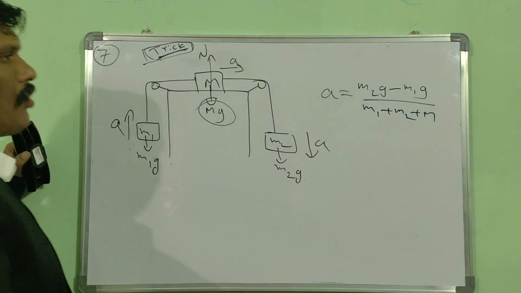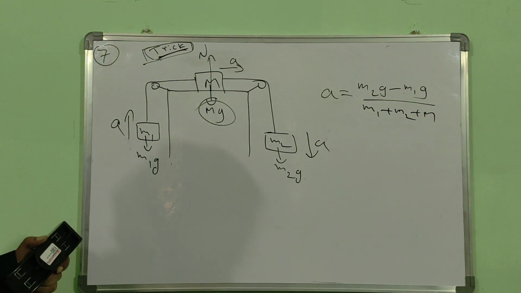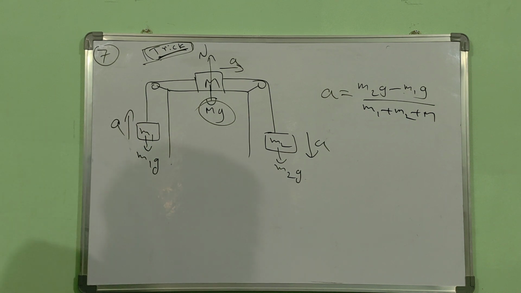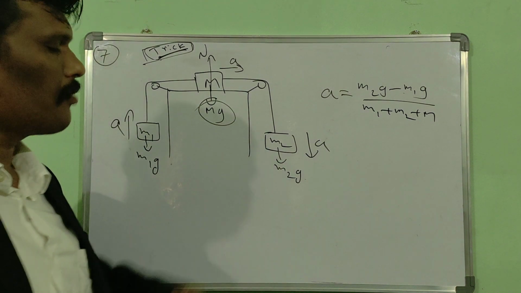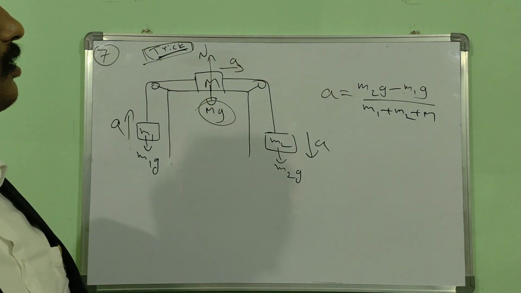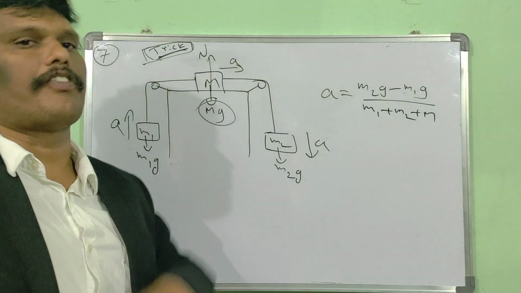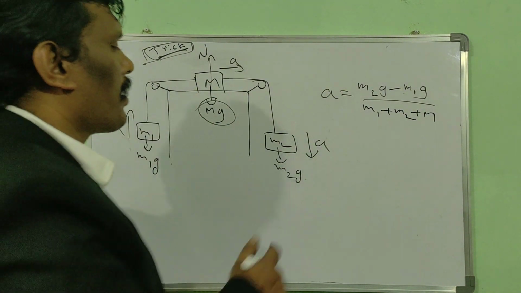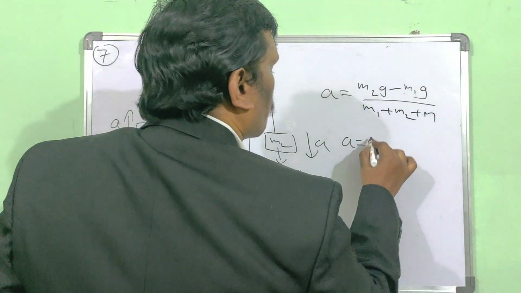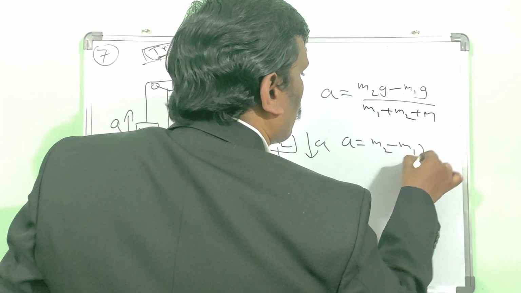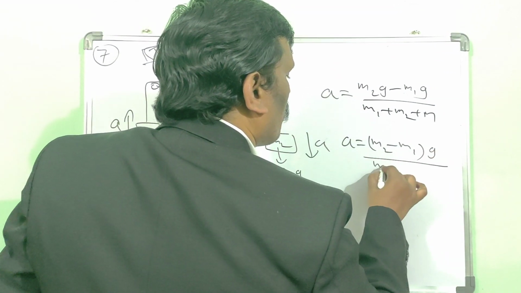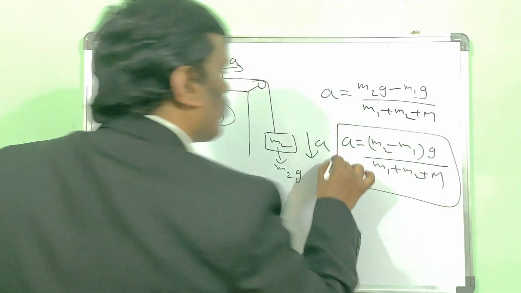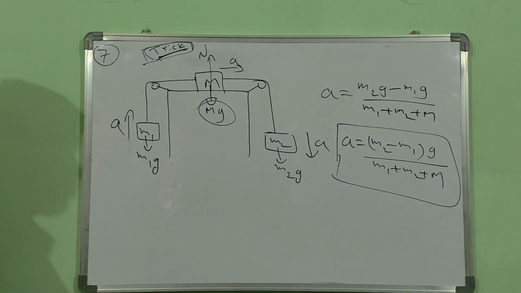So by using this formula, one can calculate the acceleration of the system. Not only the acceleration of the system, but the first body acceleration, M1 acceleration or M2 acceleration or capital M acceleration, anything; this is the formula. Why? Because the acceleration of the system is the same, A. That's why. If you take g common, then it is (M2 minus M1) g upon (M1 plus M2 plus capital M). This is the formula to calculate the acceleration of the system.